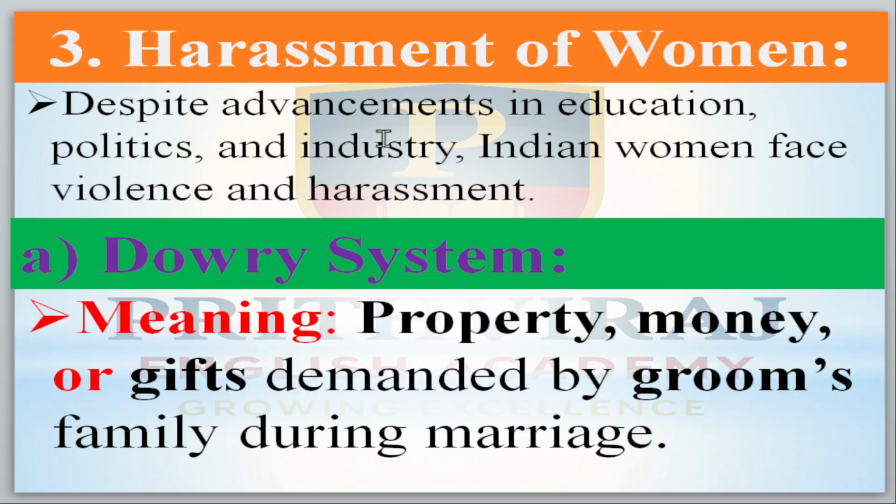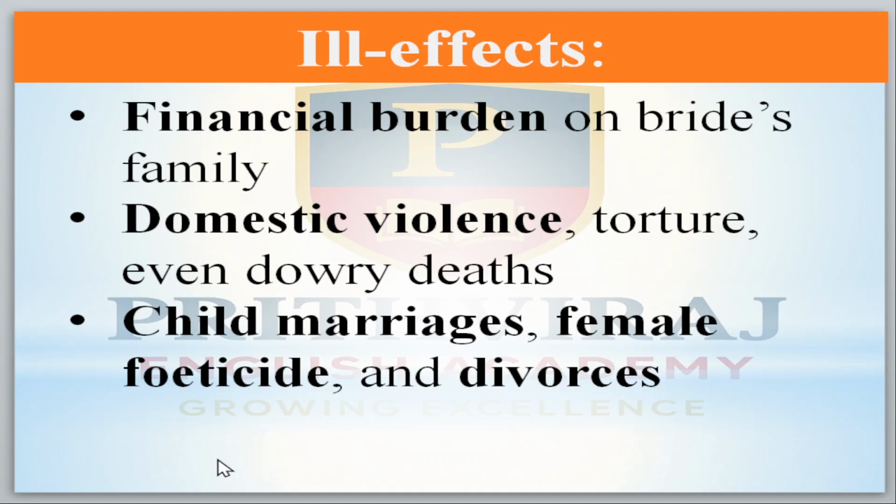Despite achievements in education, politics and industry, Indian women face violence and harassment. First one is the dowry system, meaning property, money or gifts demanded by the groom's family during the marriage is called the dowry. Ill effects: financial burden on the bride's family, domestic violence, torture, even dowry deaths. Child marriages, female feticide and divorces also increase because of the dowry.